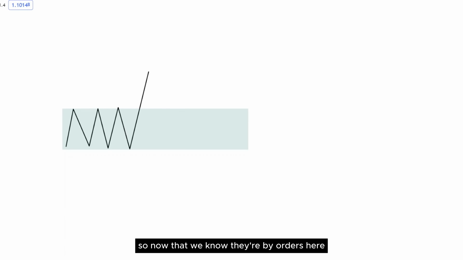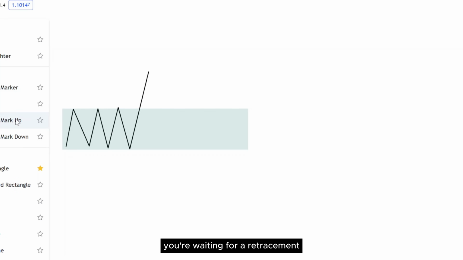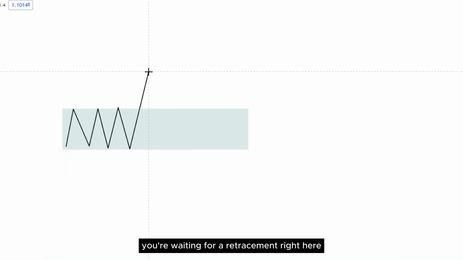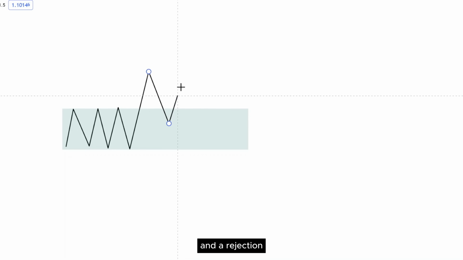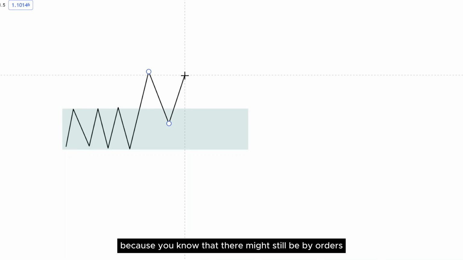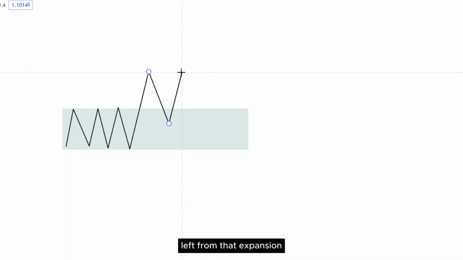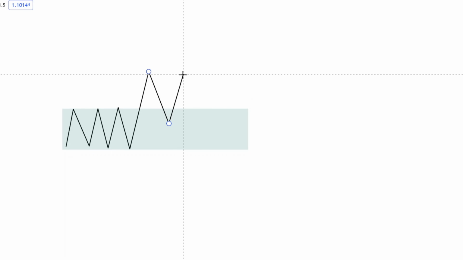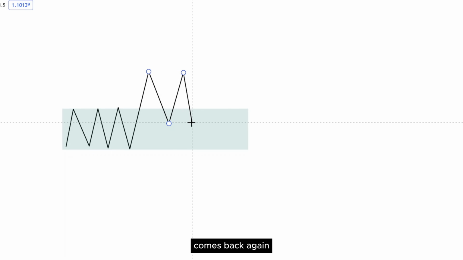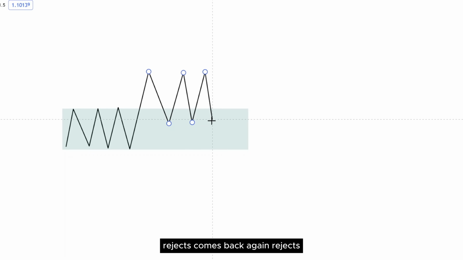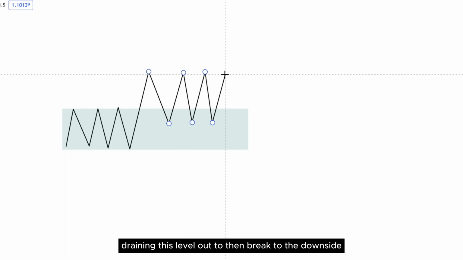So now that we know there are buy orders here, what are you waiting for? You're waiting for a retracement right here and a rejection because you know that there might still be buy orders left from that expansion. So what happens next? Price rejects, comes back again, rejects, comes back again, rejects, draining this level out to then break to the downside.